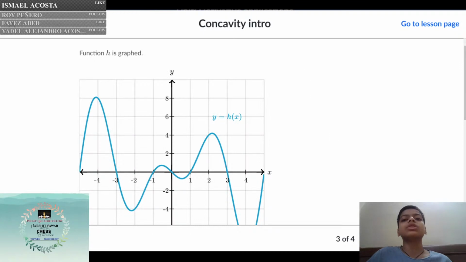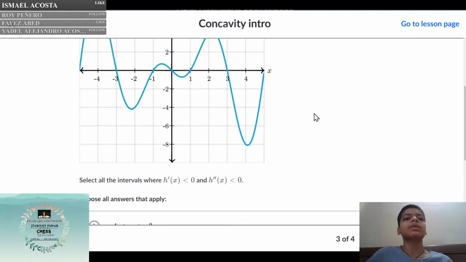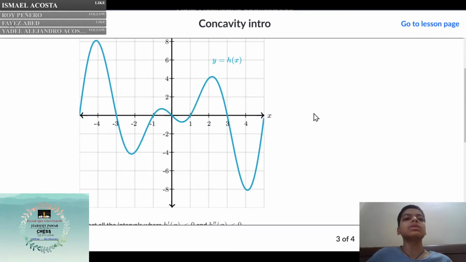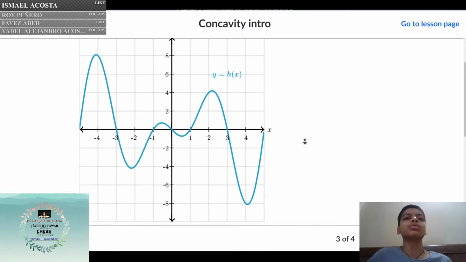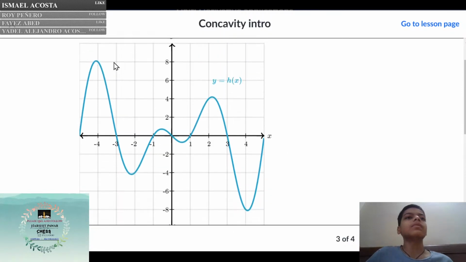Function h is graphed. Select all the intervals where h prime of x is less than 0 and h prime prime of x is less than 0. Both are negative. -4 to -3. First, we see the slope. We are decreasing over this interval, and we see that we are positive over here.